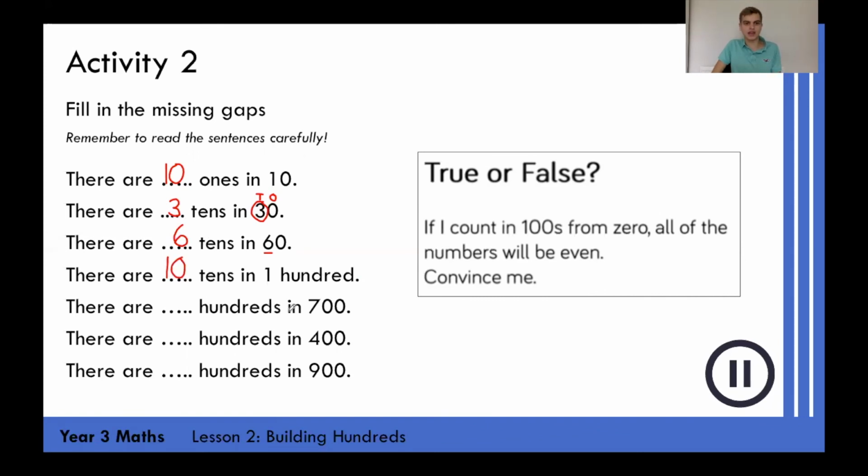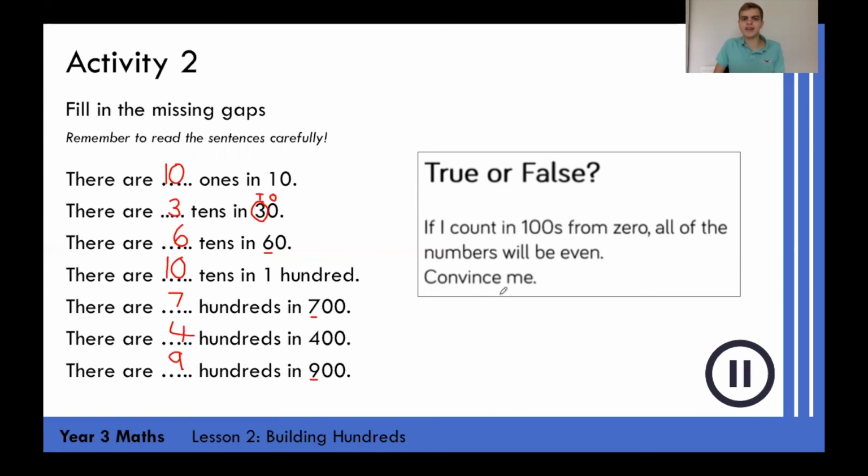How many hundreds are there in 700 then? Well, I'm going to count the hundreds. 100, 200, 300, 400, 500, 600, 700. How many hundreds? 7. You're absolutely right. And I can look here because in my hundreds column, I've got the digit 7. How many hundreds are there in 400? 4. How many hundreds in 900? 9. Fantastic.